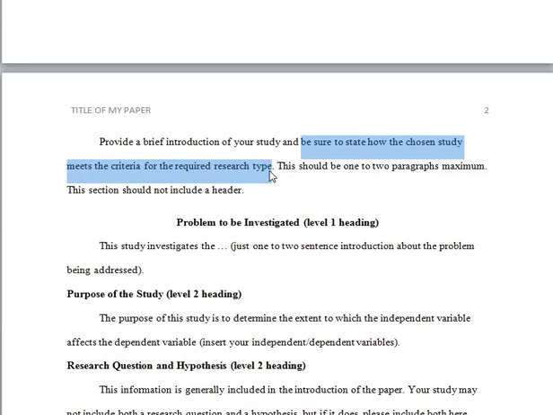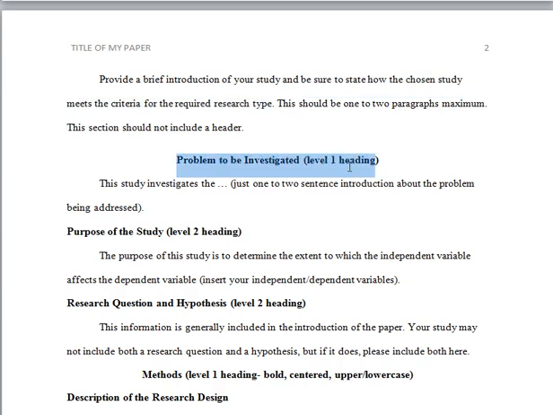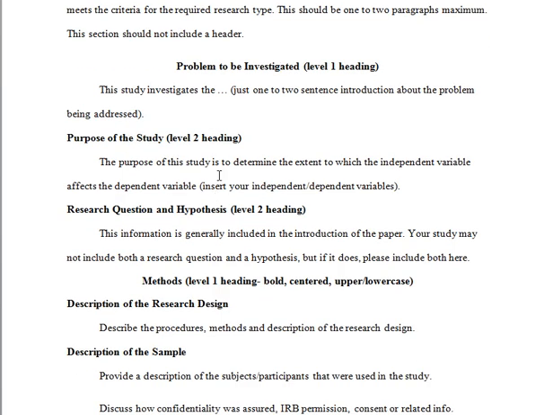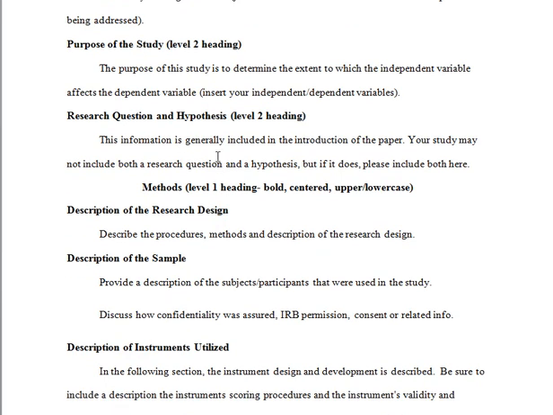You've got to state what criteria make it the type of study, the type of research that you're supposed to be doing. Okay, I have gone ahead and put the headers in here. What you need to do is just remove this level 1 heading. Just take that out. And then the study investigates whatever the problem is, the purpose of the study, research question and hypothesis. This should not be reworded. It is okay if this shows up as a match in your paper. That's fine, but you need to write what the research question and hypothesis actually and truly are.